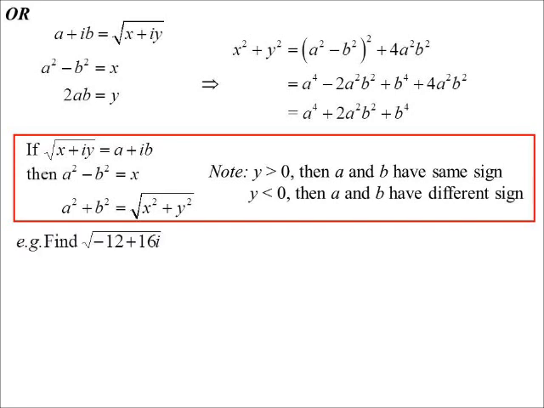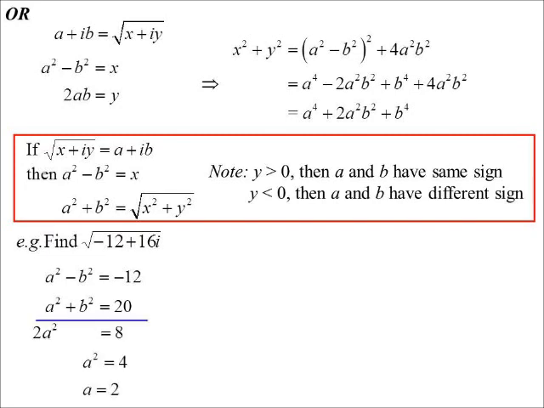So our same question, rather than doing all those simultaneous equations, I can say, well, a squared minus b squared is negative 12, the real part. A squared plus b squared is the square root of the sum of two squares. 144 plus 256, 16 squared. Add them together, you get 400. Square root of 400 is 20. Much easier simultaneous equations to play with.